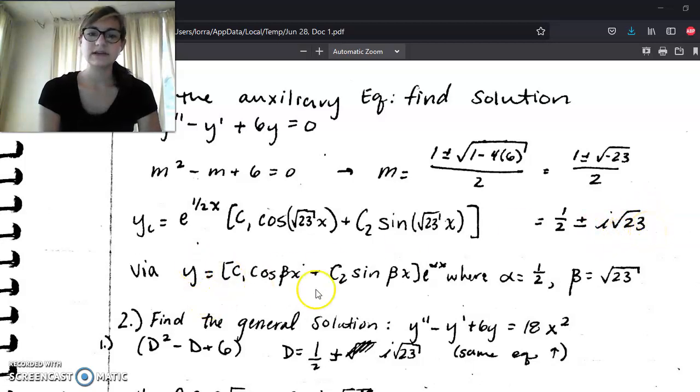And then using this equation right here, y equals c1 cosine beta x plus c2 sine beta x, e to the alpha x, you just plug in the values. So alpha in this case is equal to 1 half and beta is equal to square root of 23. So you just plug that all in for yc is equal to e to the 1 half x times the quantity of c1 cosine square root of 23x plus c2 sine square root of 23x.